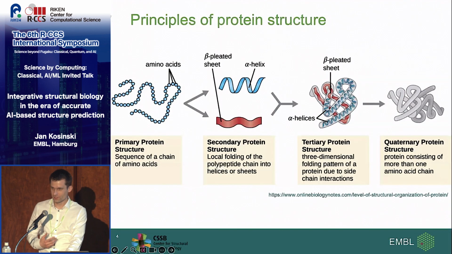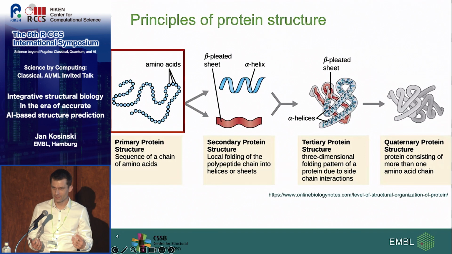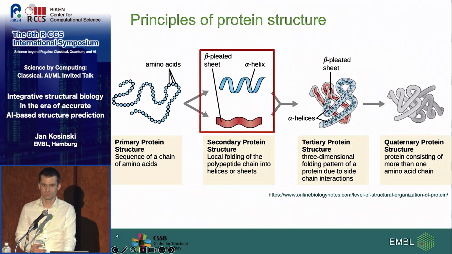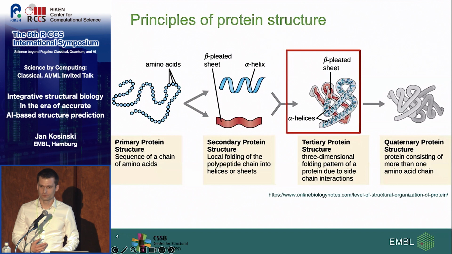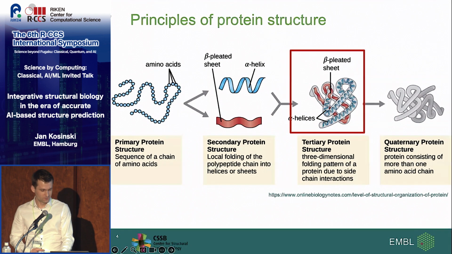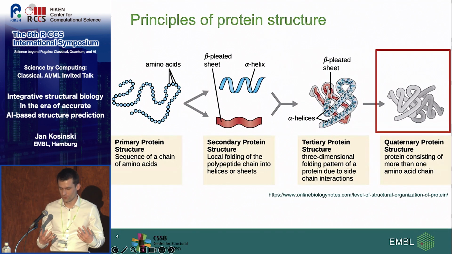And protein structure and structure of complexes is quite complicated. We always have this polypeptide chain that folds into so-called secondary structure of beta strands and alpha helices, which then interact with each other to form a tertiary structure, or a structure of a single protein. And those tertiary structures interact with each other to form quaternary structure, or a complex.